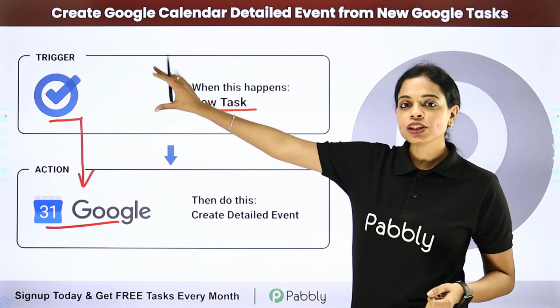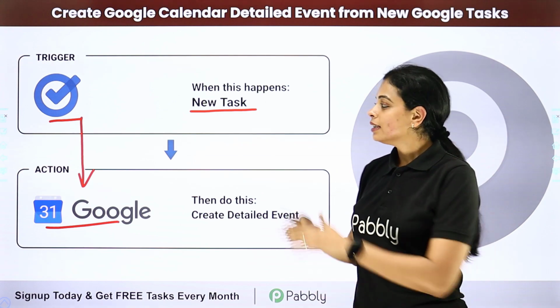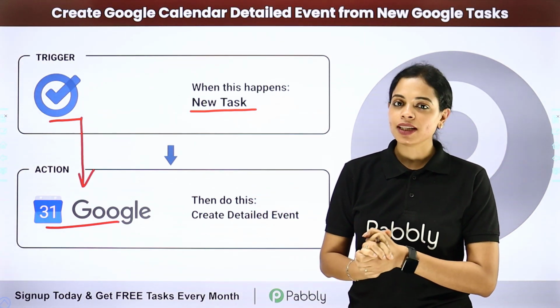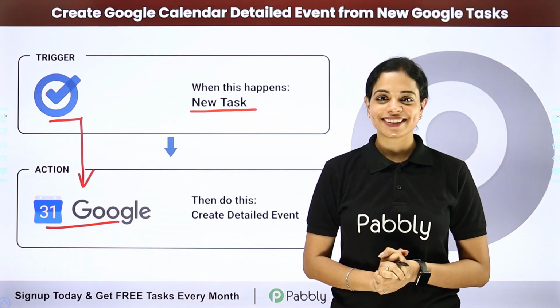Here your trigger application would be Google Tasks and your action application would be Google Calendar. Now how can you do this yourself? Integrate and automate this entire process. To understand that, let me take you to my screen.